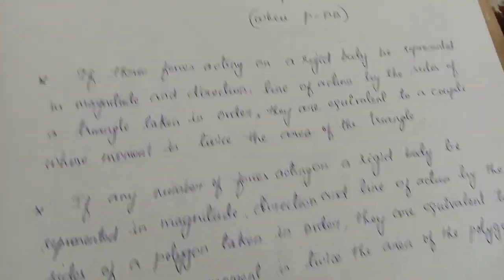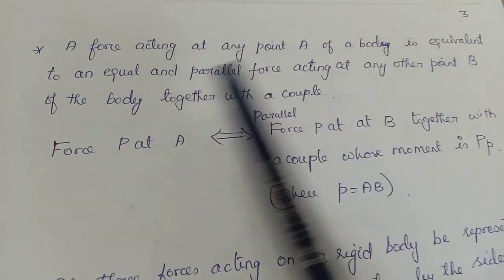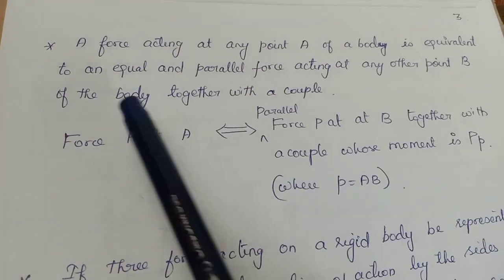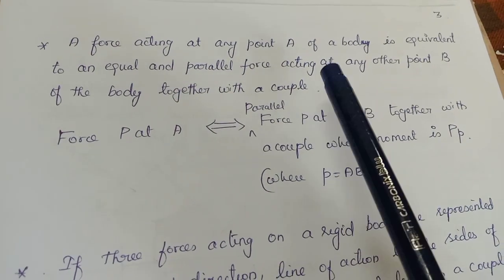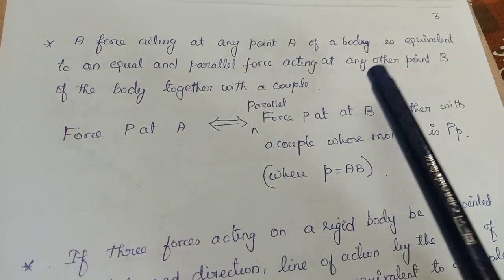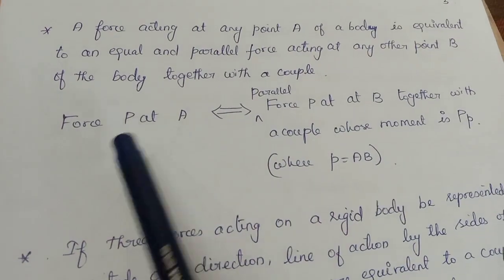Then the next one. A force acting at a point A of a body is equivalent to an equal and parallel force acting at another point B of the body together with a couple. This is just the converse of the previous part which we have proved. Previously we proved that one force together with a couple finally reduces to a single force. The same thing, the converse part, is here.